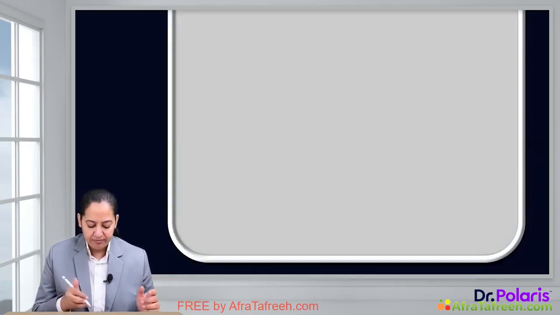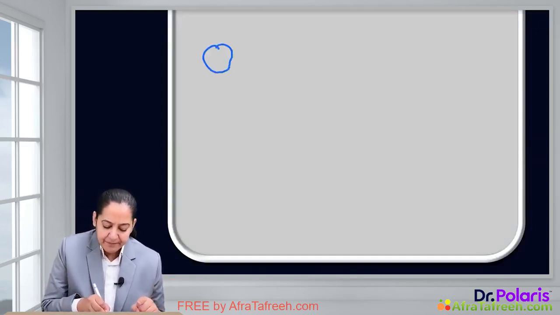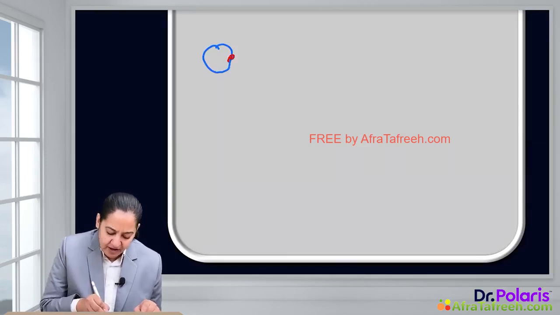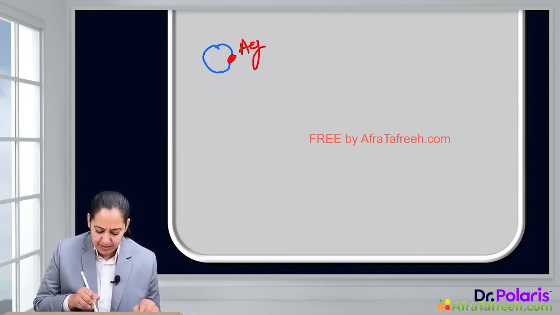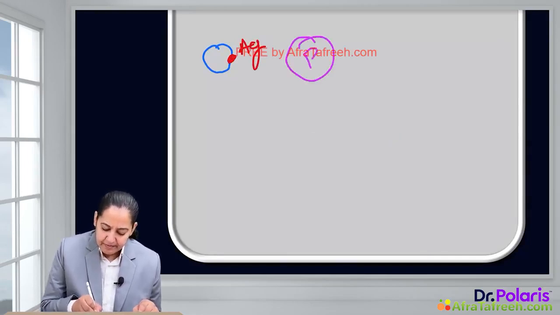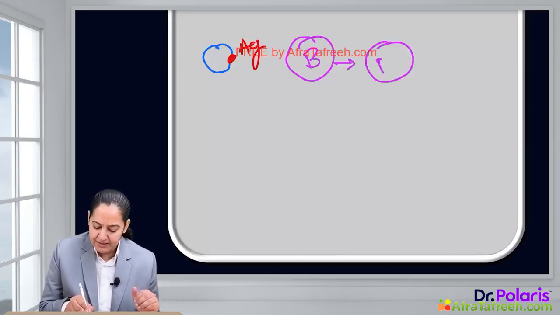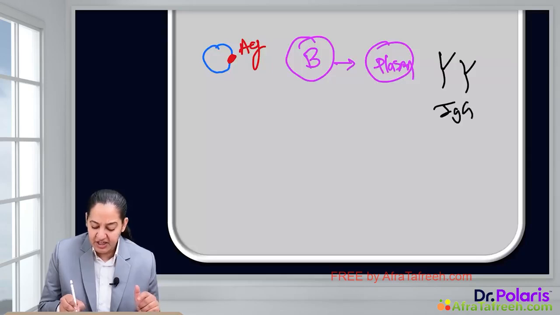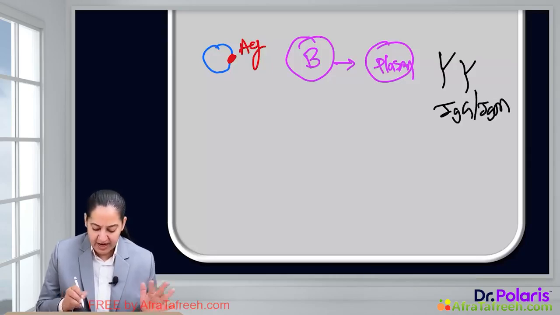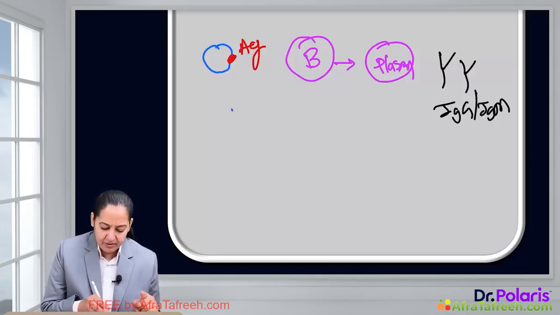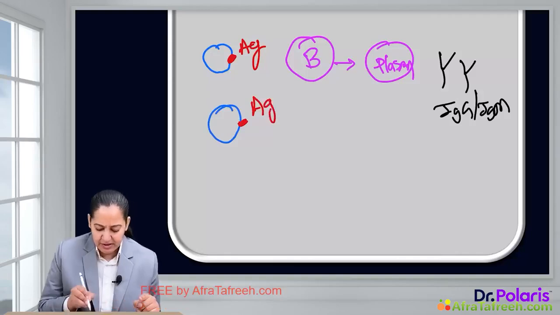So I will draw the same for you. You can see this is the target cell. On the surface of the target cell, you can see this is the antigen, right? Now this is stimulating the B lymphocyte directly. The B lymphocyte will get converted into plasma cells. On converting into plasma cells, it will start forming antibodies. But these antibodies are IgG or IgM. These are not IgE. These antibodies will react with the antigen which is present on the surface of the target cell.